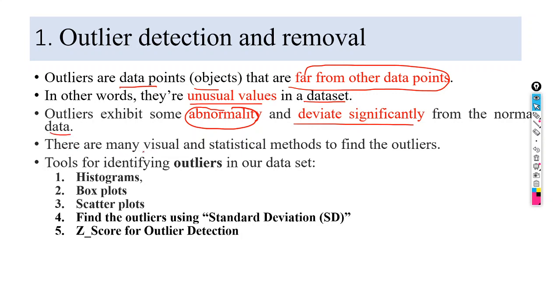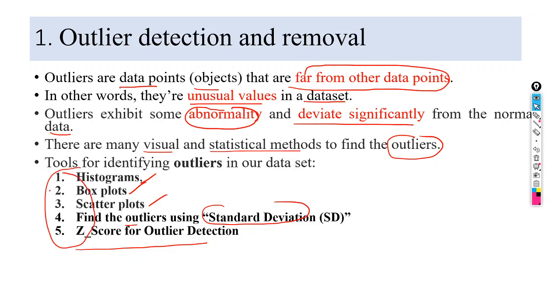There are many visual and statistical techniques to find outliers. What are the techniques to identify outliers? Histograms, box plots, scatter plots, and finding outliers using standard deviations and the z-score for outlier detection. In this lecture I am not explaining these topics because I already explained them in lecture 19. If you have not watched that video, please go and watch lecture 19 first, then only will you be able to understand these topics clearly.